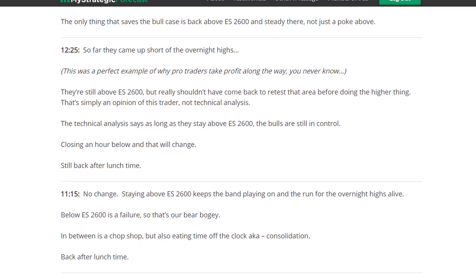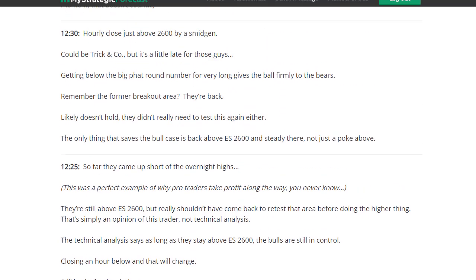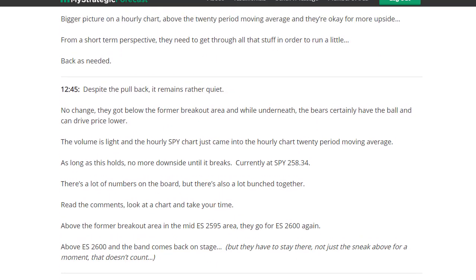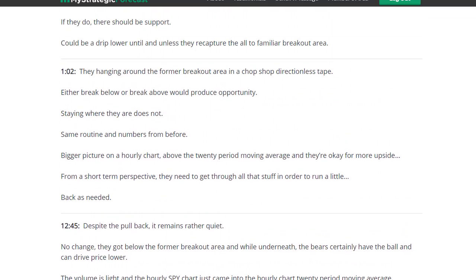At about 12:25, they came up short of the overnight highs, and then I go on to explain what I just explained to you. And now we know back below 2,600 is a fumble again. We're back into the same area that they were basically chopping around in all day yesterday. That's pretty much what happened for the rest of the day until they broke down. Once they broke down below that area, it was all she wrote. They couldn't get back above. They tried a few times, but they kept dripping lower.